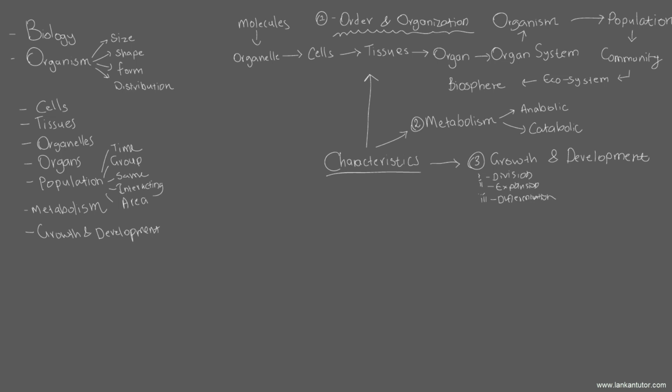The 4th characteristic is irritability and coordination. What does irritability mean? Well, irritability is the ability to respond to external and internal stimuli. Basically, living things are sensitive to change. Movement of organisms like animals occur due to irritability.